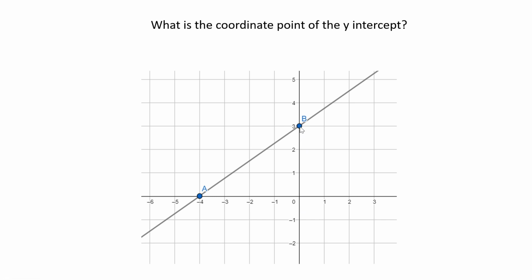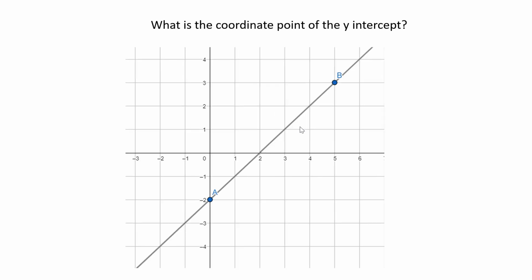So it's labeled with B, but I actually need to get a coordinate point. That's (0, 3). I'm not going left or right, so my first value is 0, but I went up 3 spaces. For this next one, I go down my y-axis until I hit the graph. That is point A, and that's the point (0, -2), because I went down 2 spaces.